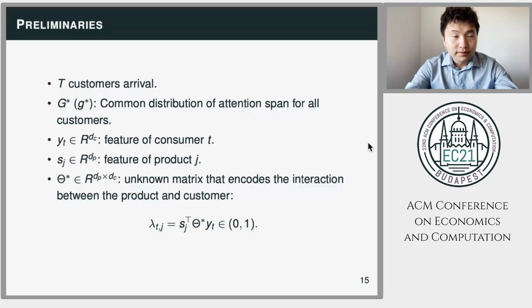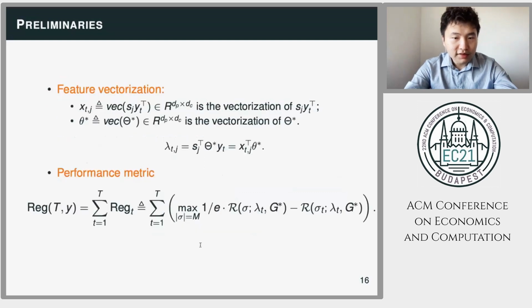Then, by taking the inner product of S and Y and vectorizing it, this probability can be equivalently viewed as X_tj times theta star, where X_tj is a vectorization of the outer product of S and Y, and the theta star is also a vectorized form of the original capital theta star.